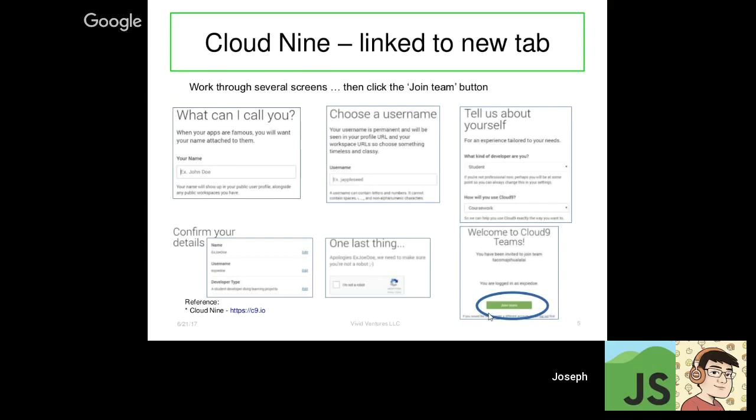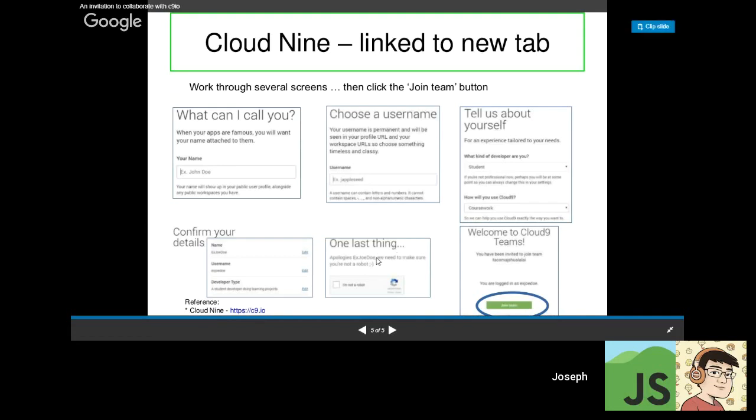You have to create your name and then a username, and it says tell us about yourself, but really you just click on student and coursework. I'm not sure how much they need to know for this particular event, and then you just confirm everything and say yes to that, and then at the very last thing they're going to ask you to do a CAPTCHA to make sure that it's not a robotic thing. And then finally, you'll get a screen that says join the team.